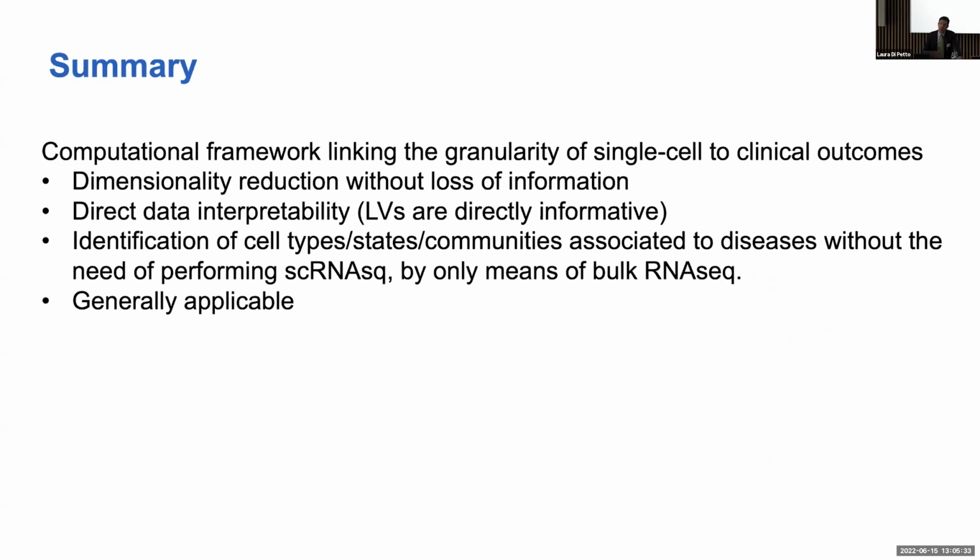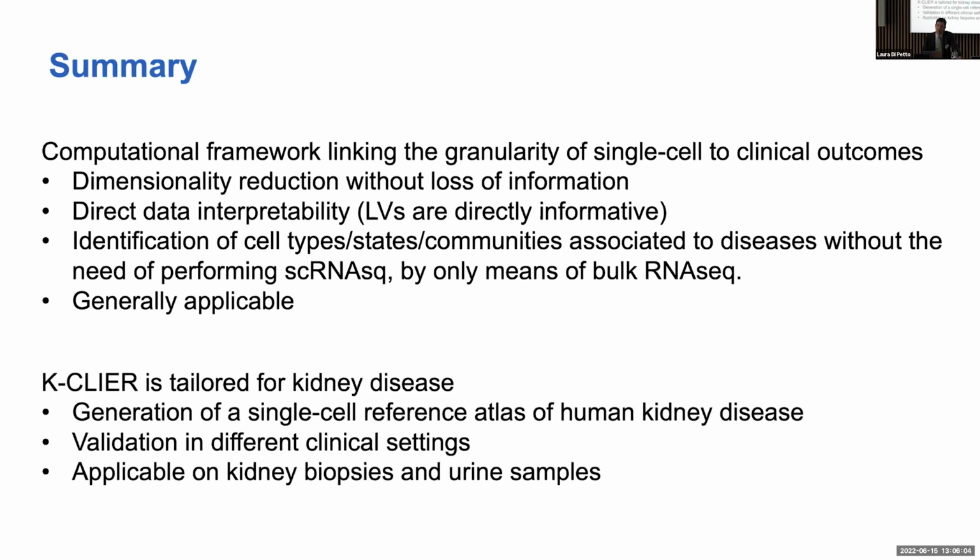So to sum up, I hope that we convinced you that we have a computational tool to link the granularity of single cell information to clinical outcomes. We can reduce dimensionality without losing important information, and we can interpret this data. I think this is a major point of this tool. And with this, we can identify different cell types, cell states, and communities by using bulk RNA-seq. The approach is generally applicable. What we did is tailor it for the kidney, performing several validations and applying this to kidney biopsies and urine samples.